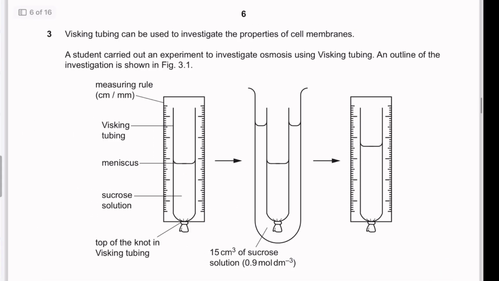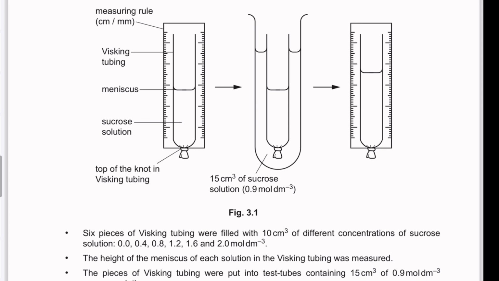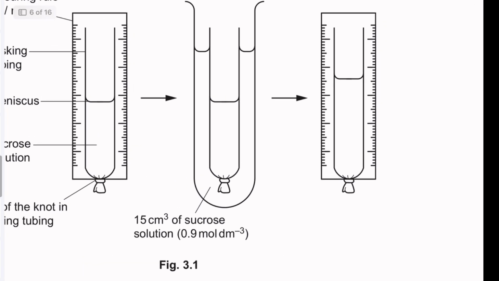Moving on. Visking tubing can be used to investigate the properties of cell membranes. A student carried out an experiment to investigate osmosis using Visking tubing. An outline of the investigation is shown here, so you can see what's going on. The meniscus shows the water level, and then once you put it inside the tube, after 20 minutes or a certain time, you look at the level and see how it changes.